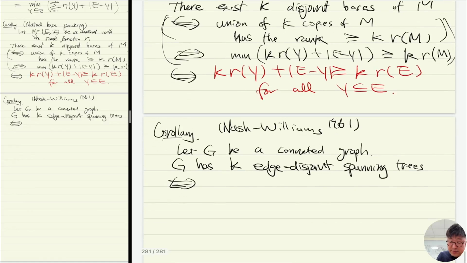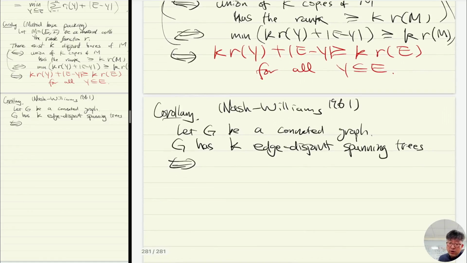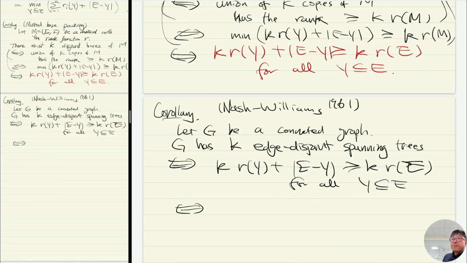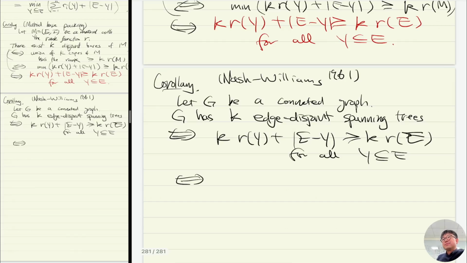Spanning trees. When does it happen? Well, let me look at this. So k times rank of Y plus |E minus Y| is at least k times rank of E for all Y. That's the condition. Right? Now, what is rank of Y? How do we interpret this? And what is E minus Y?